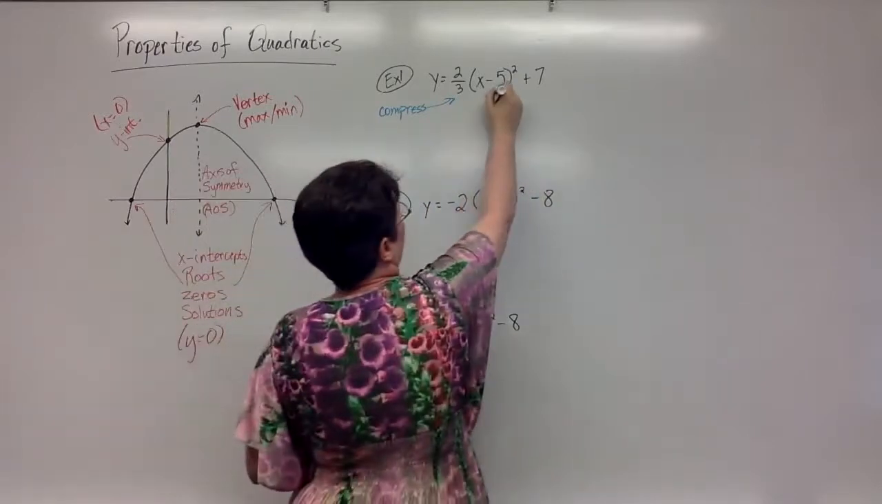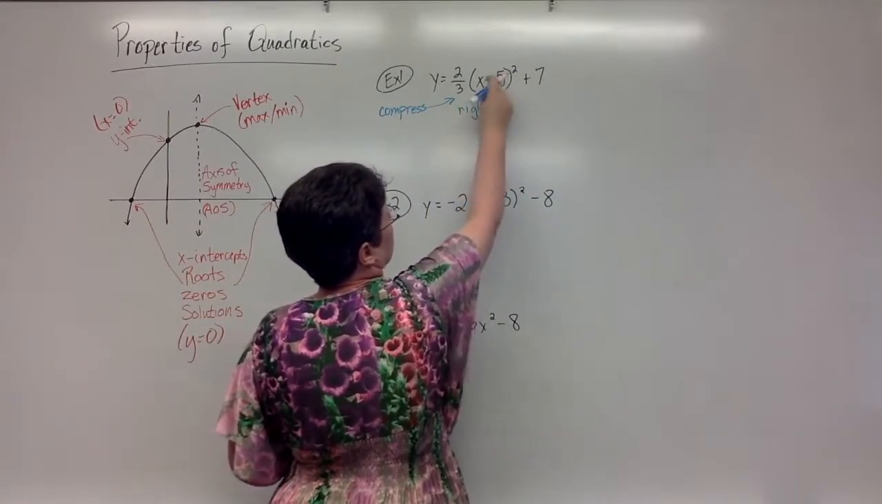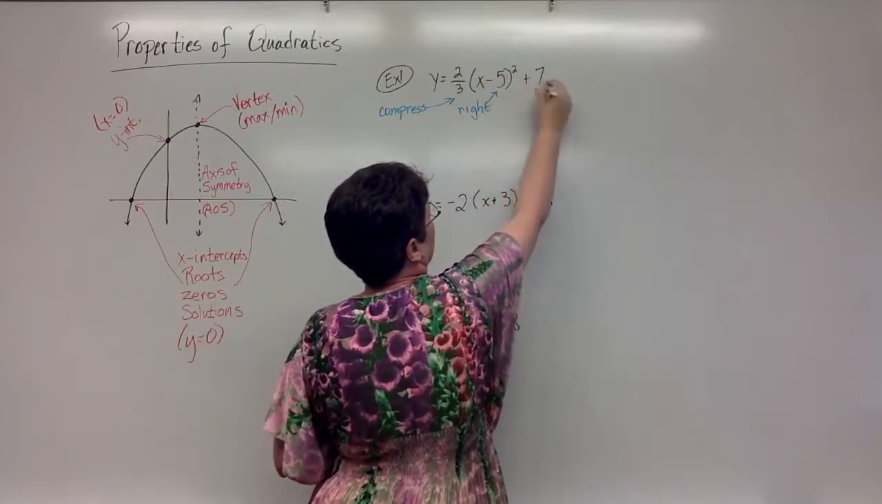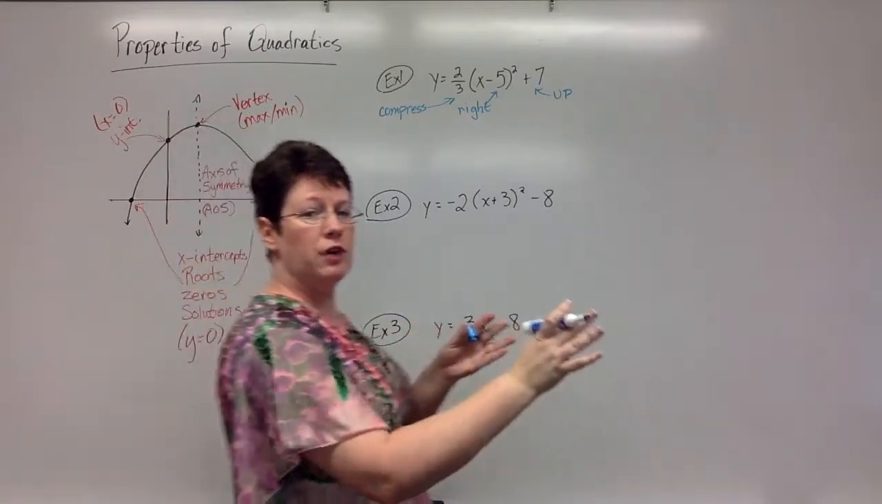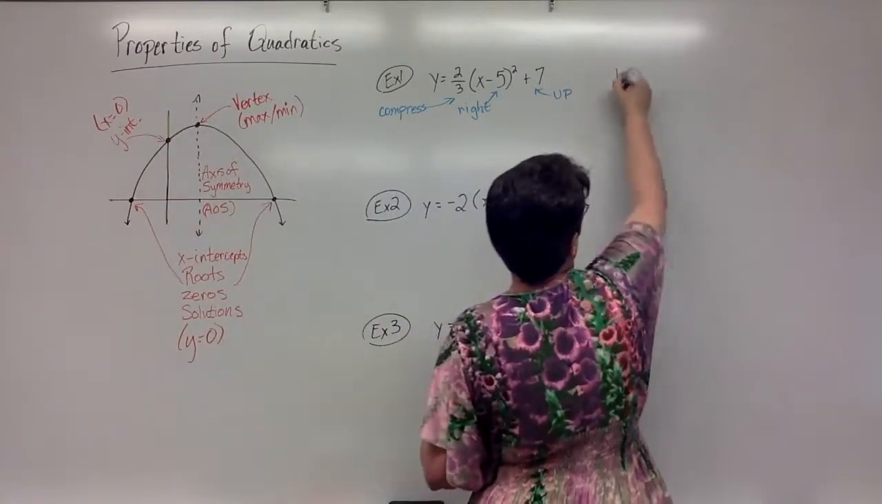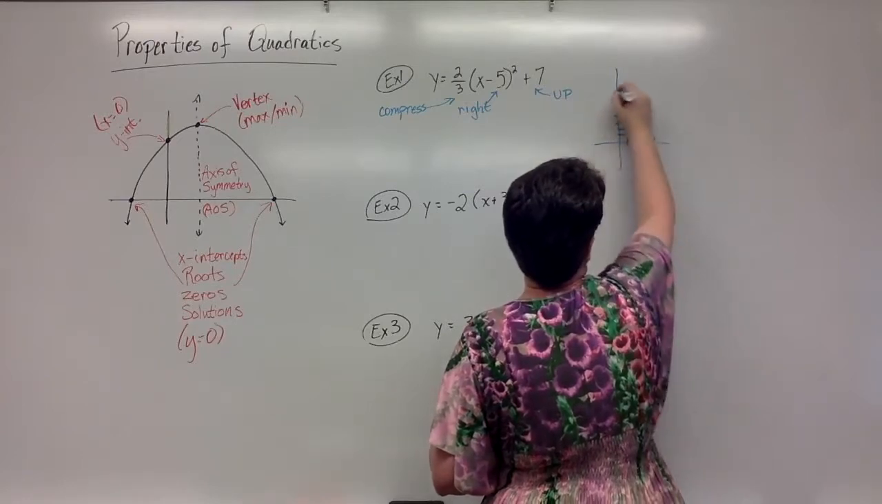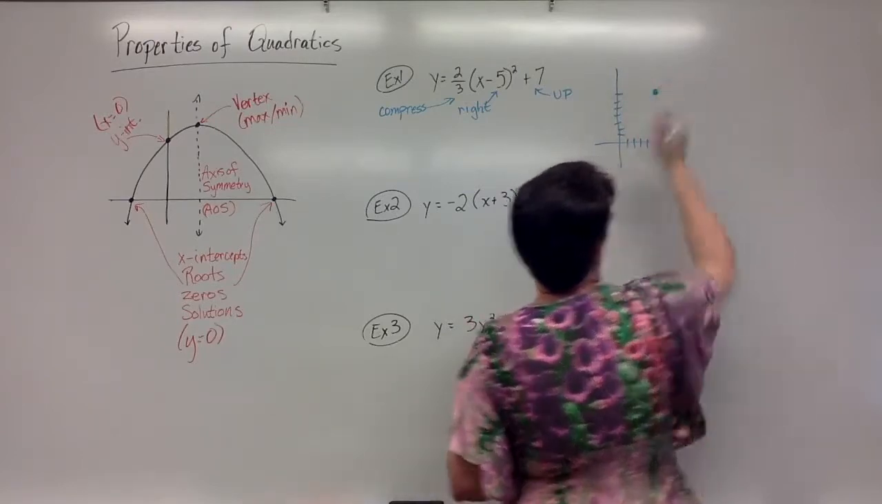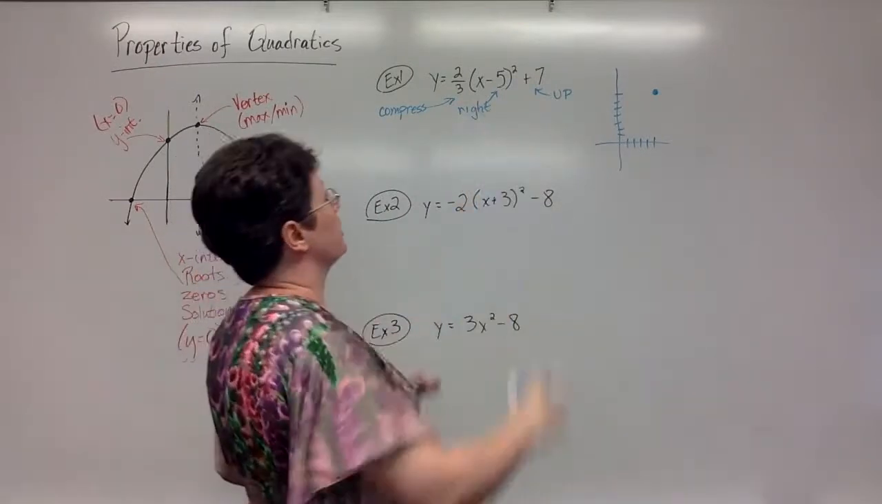Okay? The 5 is going to move it to the right because we do the opposite. And the 7 moves it up. So I went right 5 and up 7. So if I drew a graph, that point right there is the new starting point. It went right 5 and up 7.